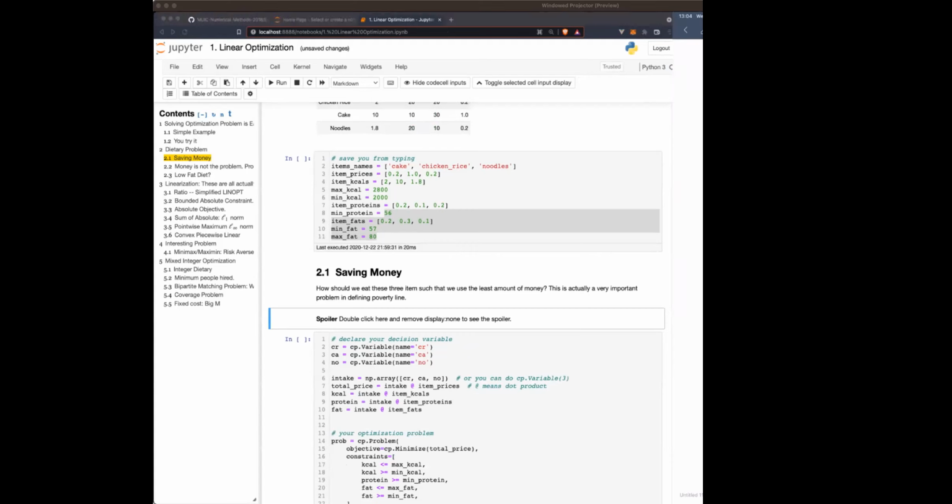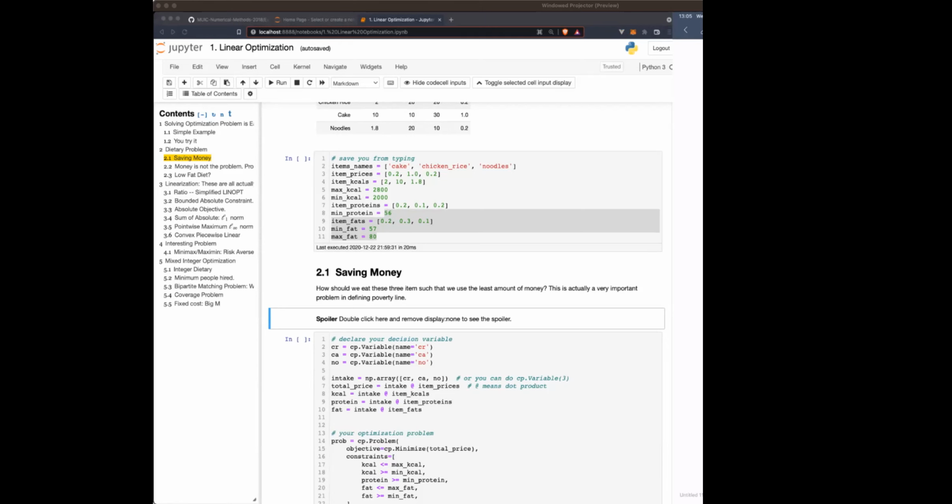Okay, here's what you do. First we need to decide what we are doing. What number are we adjusting? I think it's obvious from the problem that we are adjusting the amount of cake, the amount of chicken rice, and the amount of noodles we are eating. So we're gonna have 3 variables, which I'm gonna call chicken rice, the cake, and the noodles.